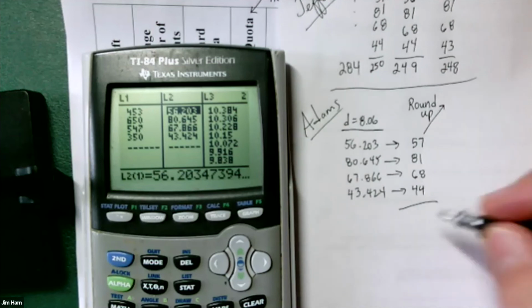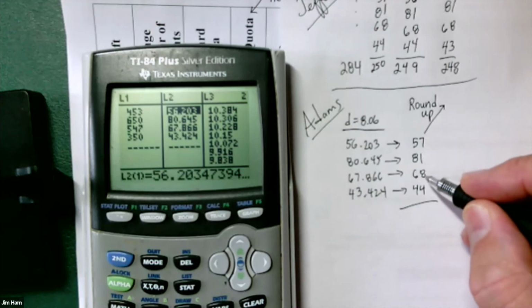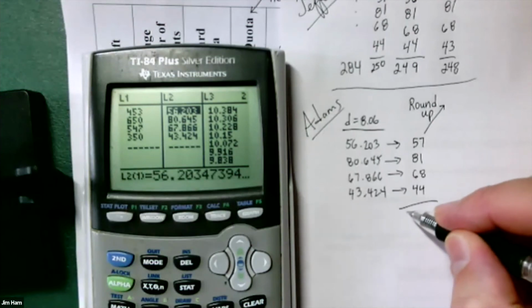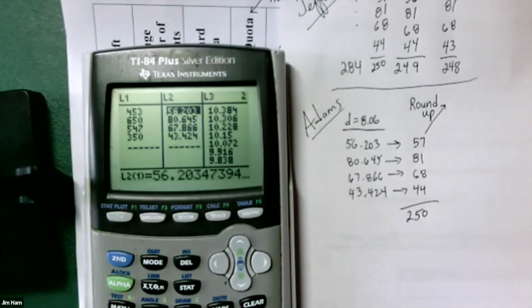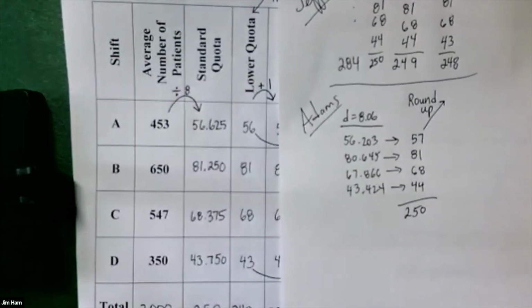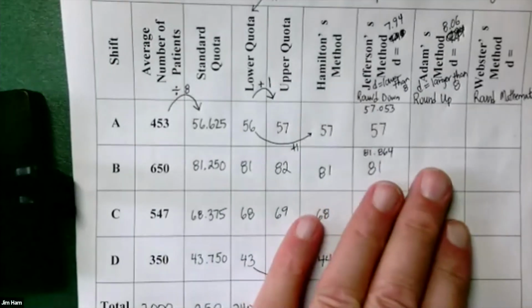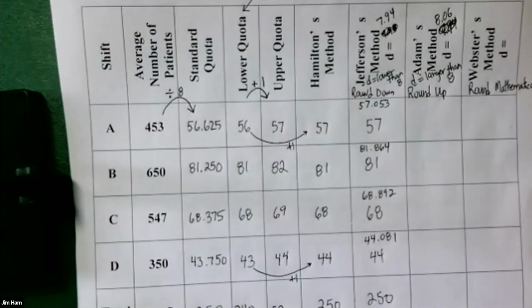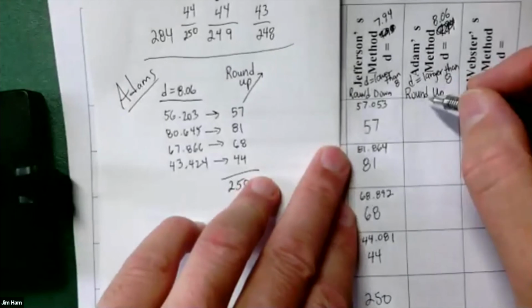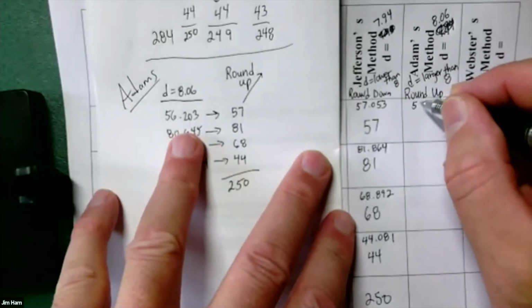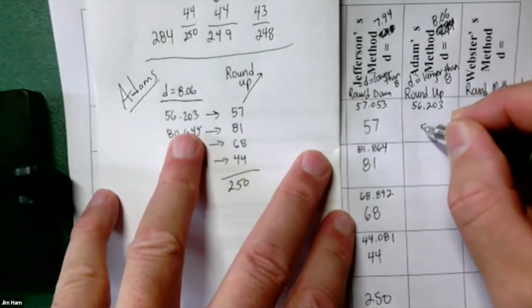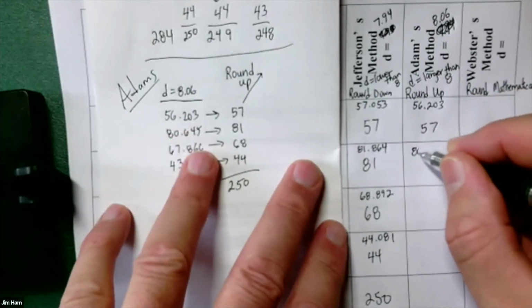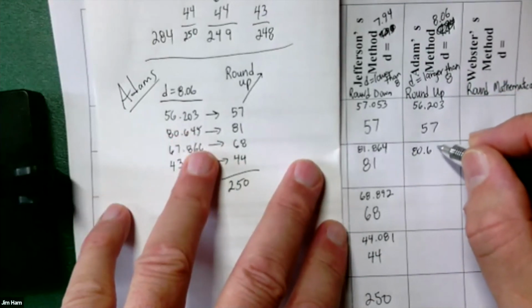And when we add these together, I think it works, right? 8 and 8, 16, yep, 250. Right on the nose. Since we did hit 250, we can keep with that modified divisor and enter those numbers in the Adams column. So again, I'm going to write both the decimal version and what we did with that number, round, in this case, round up.